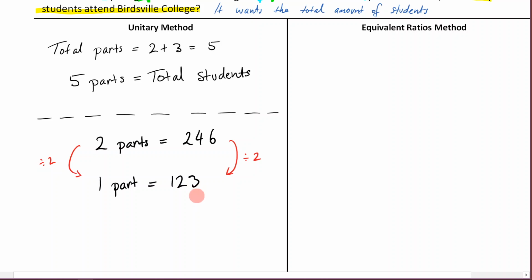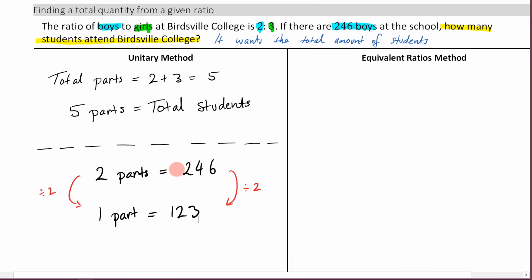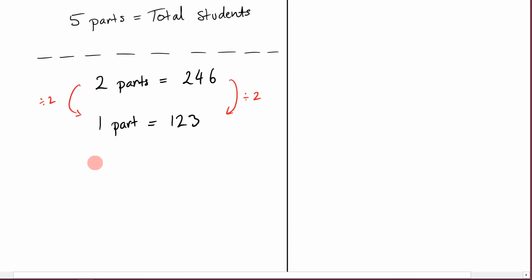Now, let's remind ourselves, what are we doing? What are we after? We're after the total amount of students. And we know that the total amount of students is equal to 5 parts. So therefore, if we want to answer this question and figure out how many students attend Birdsville, we want to find how many students is 5 parts. So to do that, we go 1 times 5. And over here, we also times 5, because whatever you do to one side, you must do to the other. 123 times 5 is 615.